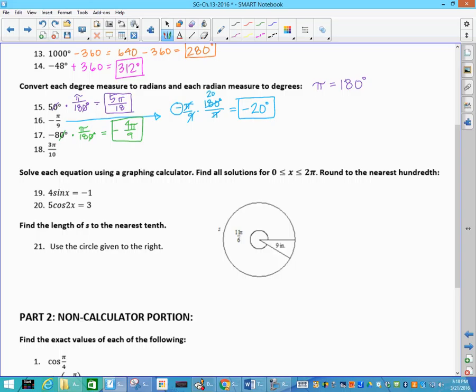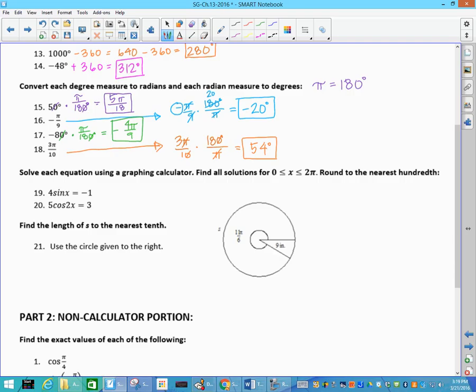Okay, moving along to this last one. Again, I'm going to go over because it's kind of tight. So that's 3 pi over 10 times 180 over pi. My pi's cancel. I have a 0 on the top and the bottom. 3 times 18 is 54 degrees. So that's what we got.